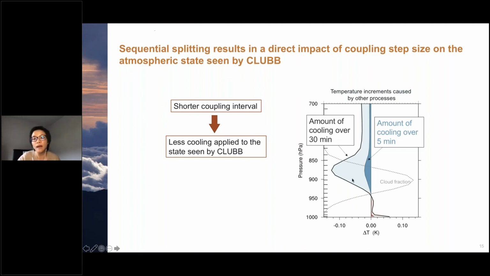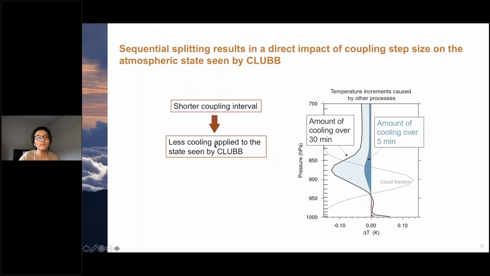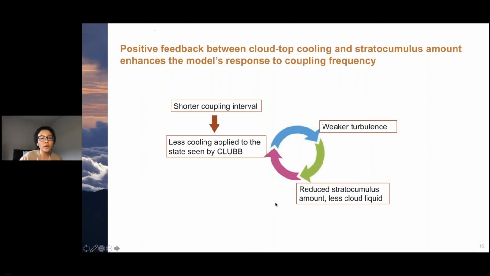In contrast, if we assume this cooling will persist for 30 minutes, then we would add a big increment of cooling effects to the model atmosphere. And so compared to the default model, when we use a shorter coupling frequency, we will have less cooling applied to the atmospheric state seen by CLUBB. And based on our understanding of the turbulence parameterization and also the boundary layer physics, we know that the weaker cooling will lead to weaker turbulence, and then reduced cloud amount, which will again lead to weaker cooling, forming a positive feedback.